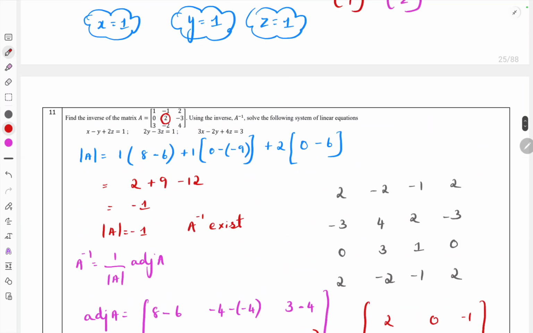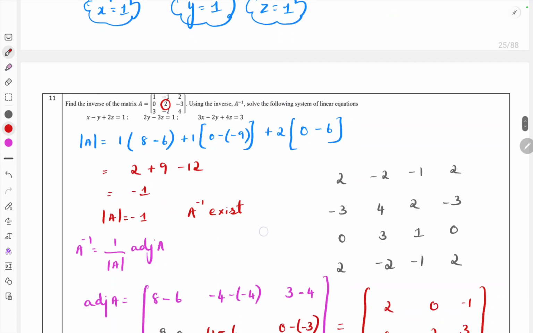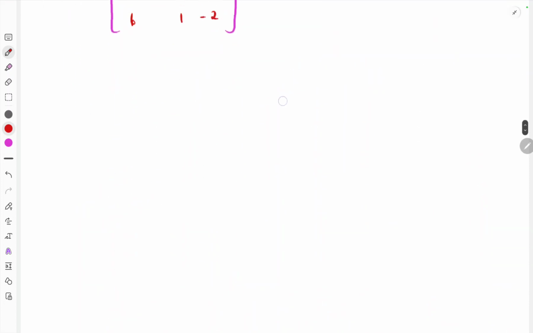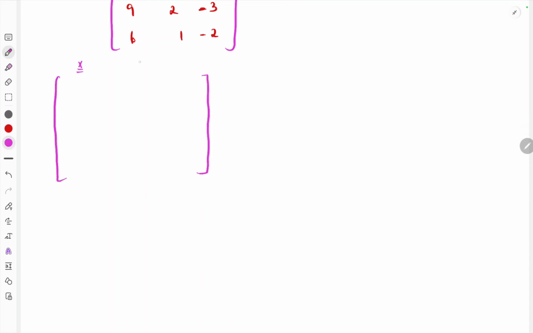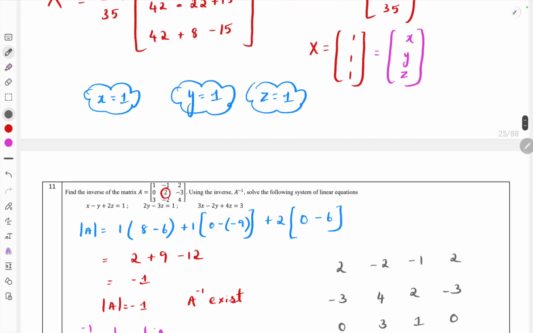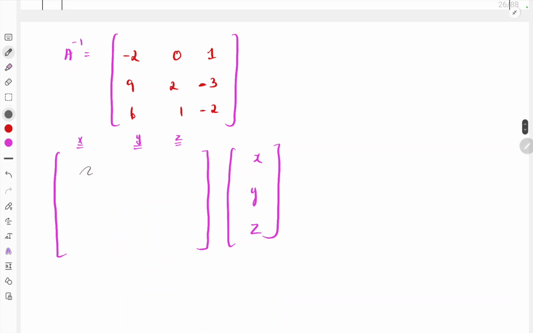So now in this question, after finding the value of A inverse, solve the following system of linear equations: x minus y plus 2z equal to 1. So what we have to do, 3 variables and 3 equations we have. Which means here I will write, in the first column the coefficient of x, the coefficient of y in the second column, and in the third column the coefficient of z, which means here I have to write x, y, z.